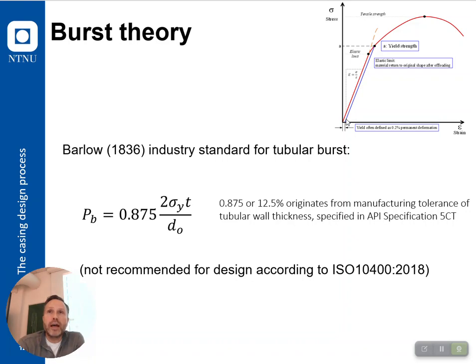But even below yield, you will experience fatigue actually. So you load it enough times, and something will break.